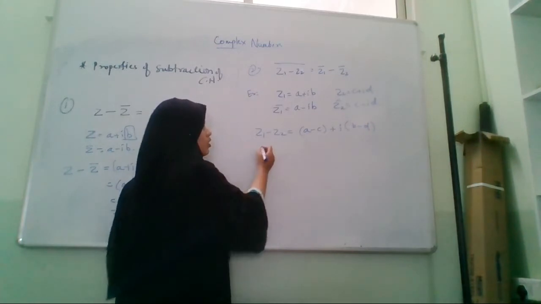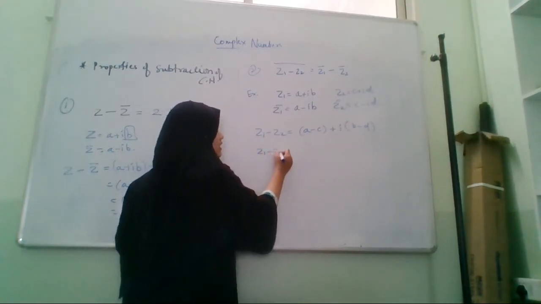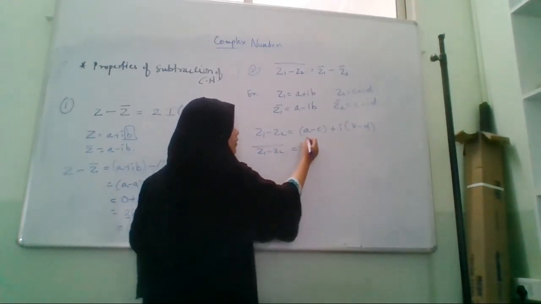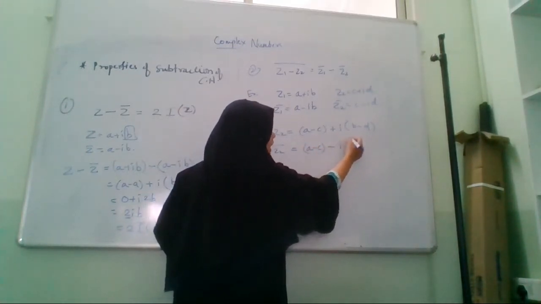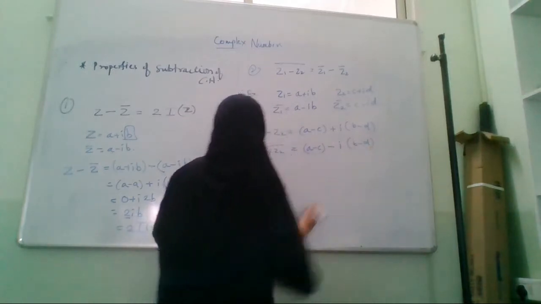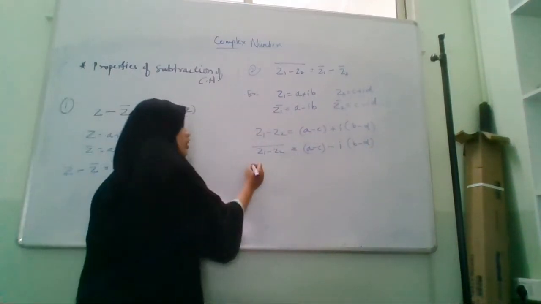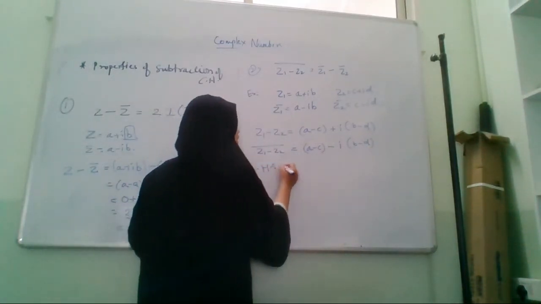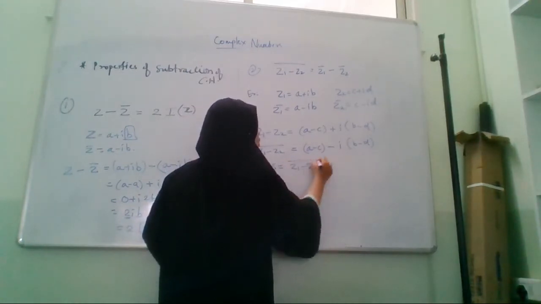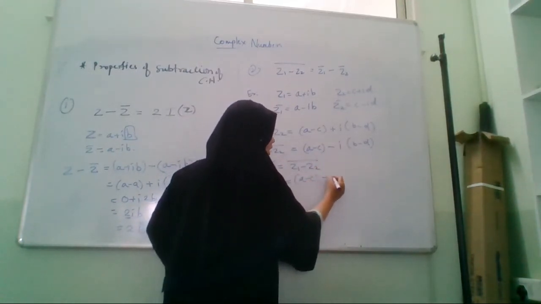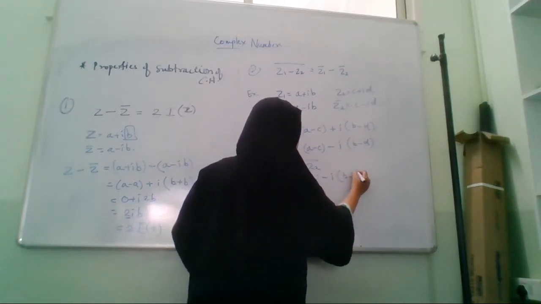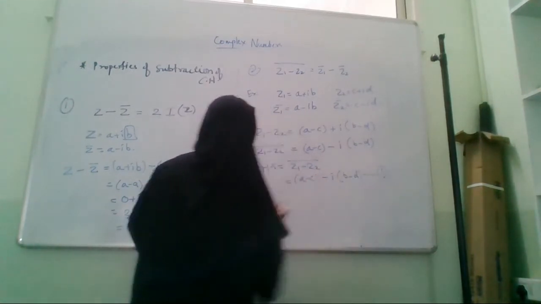And what will be its conjugate? So (Z1 minus Z2) whole conjugate will be (A minus C) minus I times (B minus D). Okay, so what is your LHS? LHS is (Z1 minus Z2) whole conjugate, which is equal to (A minus C) minus I times (B minus D). Call this equation number 1.